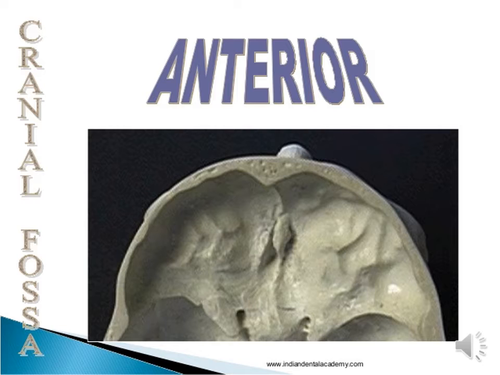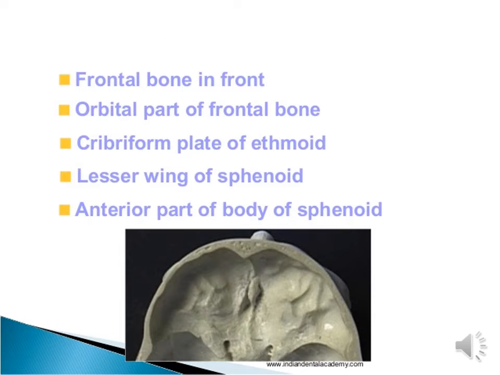We start with the anterior cranial fossa. The bones forming the anterior cranial fossa: the frontal bone in front, the orbital part of the frontal bone, the cribriform plate of the ethmoidal bone, the lesser wing of the sphenoidal bone, and the anterior part of the sphenoid bone forming the floor of the anterior cranial fossa.